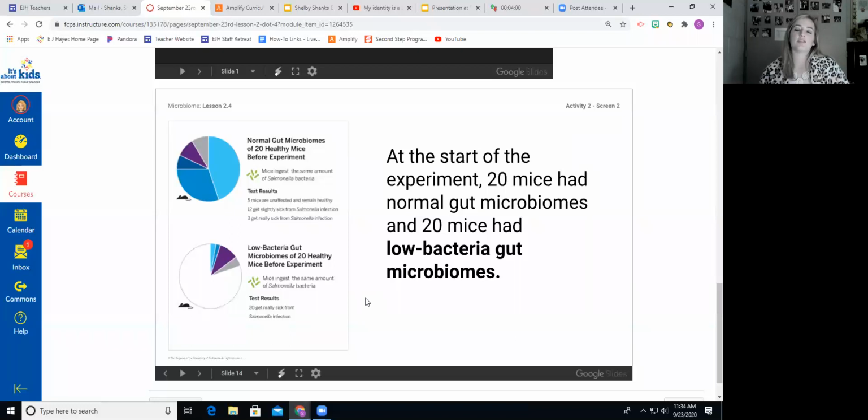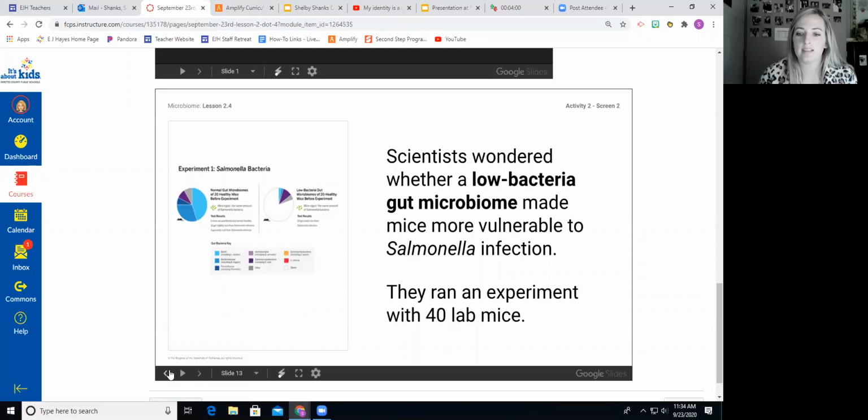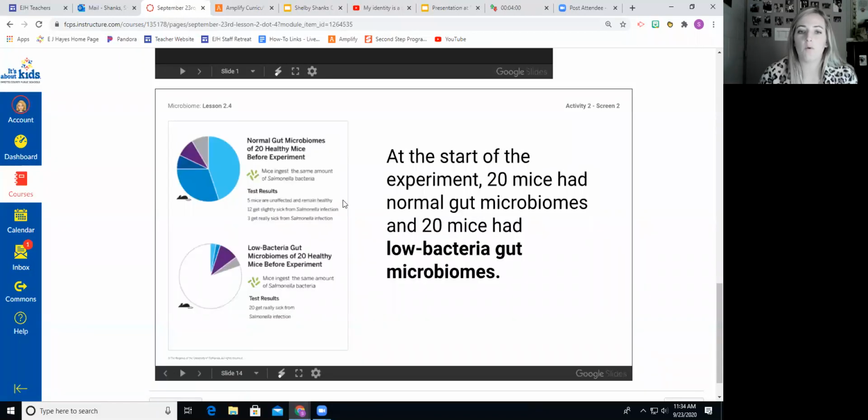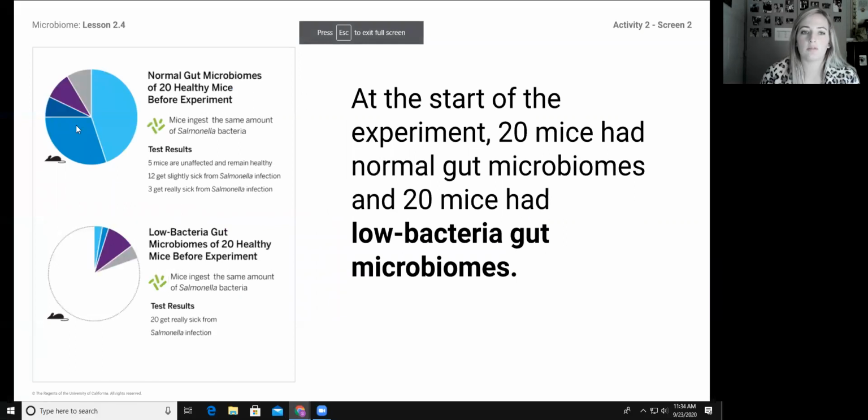So I forgot to tell you, they were doing an experiment on 40 lab mice. Okay, so 40 lab mice. Now, in one of the experiments, the mice had a healthy gut microbiome. So over here at the top left, they had a normal, healthy gut microbiome with 20 mice. And then the other 20 mice had a low bacteria gut microbiome.